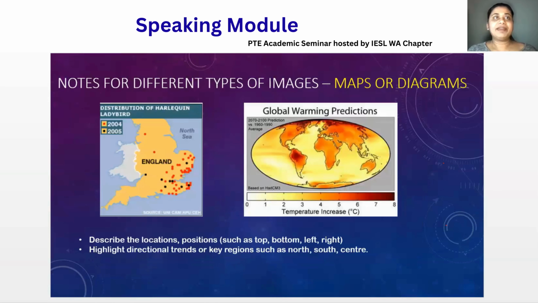And maps and diagrams are the other type. You will also be given this kind of image for describe image. Describing the location is important here. For the placement, you can say what is available at the top, at the bottom, at the right and left. Use directions appropriately, and try to highlight directional trends or regions. So you can even use north, south, east, west, and what is available in the northeast corner, and so on.